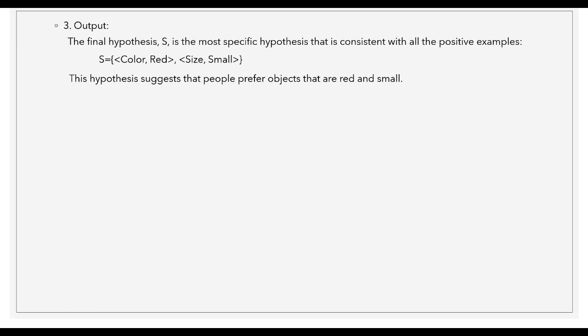At the third step, the output step, the final hypothesis is the most specific hypothesis that is consistent with the positive examples: color red and size small, values and attributes. This hypothesis suggests that people prefer objects that are red and small.